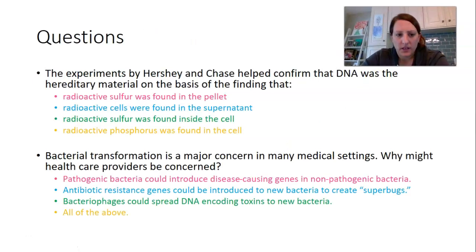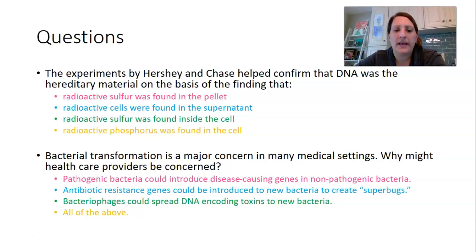So first one, the experiments of Hershey and Chase helped confirm that DNA was the hereditary material on the basis of finding that, was it red? Radioactive sulfur was found in the pellet. Blue, radioactive cells were found in the supernatant. Okay, the pellet would be on the bottom of that tube and the supernatant would be all the liquid on top of that pellet. Or radioactive sulfur was found inside of the cells, or radioactive phosphorus was found inside the cell. So I'll give you a minute to think about that. Pause me if you need more time.